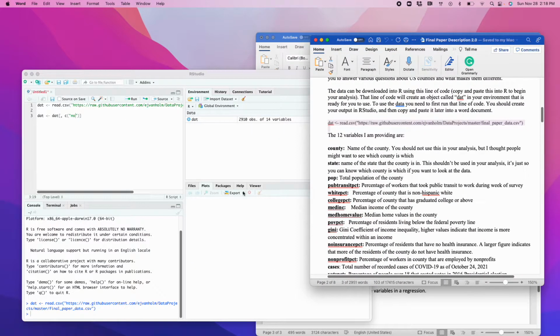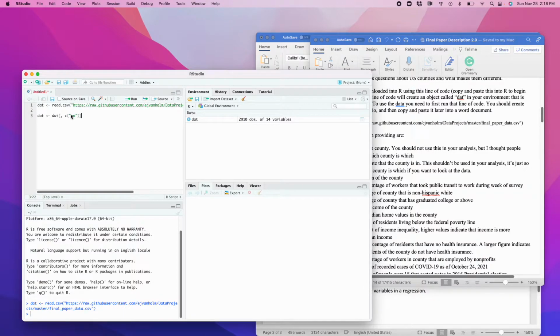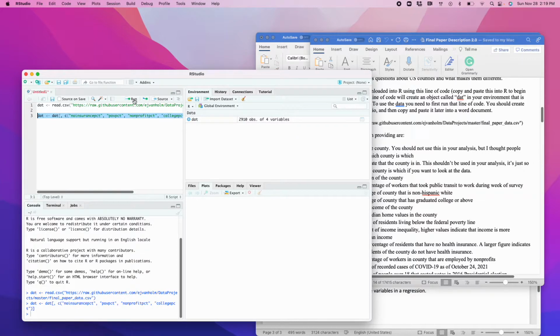I want to make sure I get the names right, of course. No insurance percent. I'm going to copy that. POV percent. College percent. Actually, keeping things in order that I do, nonprofit percent. I think. Okay. So I've now got 4 variables in my data, and I can do a summary of them.